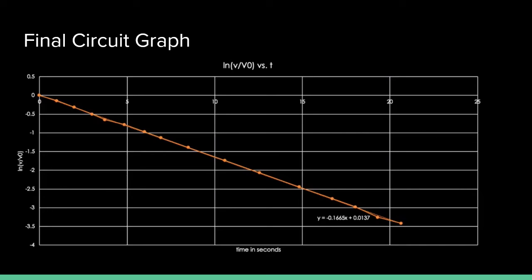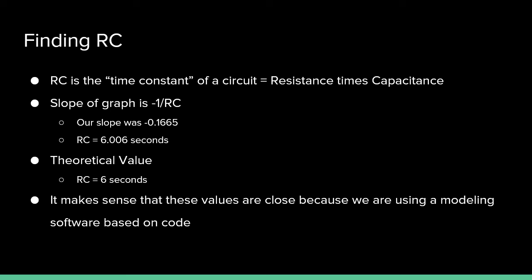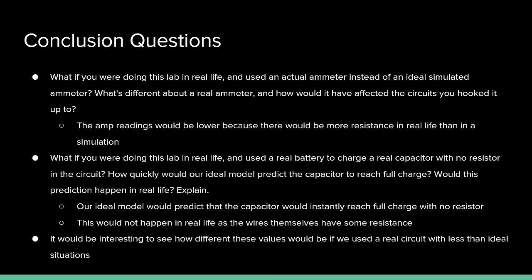So the final circuit graph is a graph of the natural log of V over V initial versus the time. So this is a negative sloping graph, and we're trying to find RC, and the slope of our graph is -1 over RC, so we get RC to be equal to 6.006 seconds, and the theoretical value is 6 seconds. So it makes sense that these values are close because we're using a modeling software that was based on code.